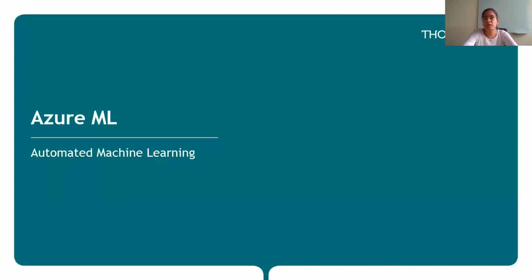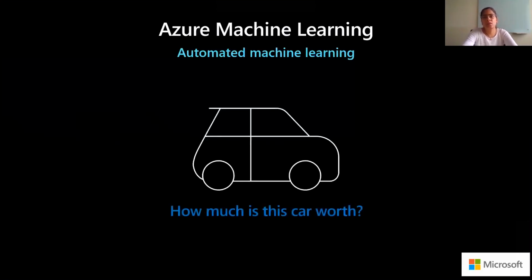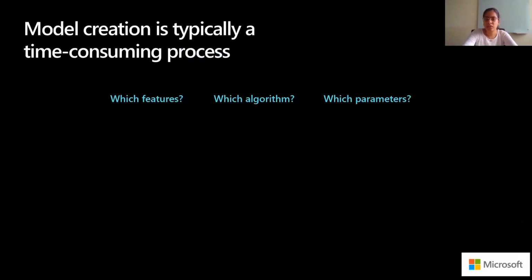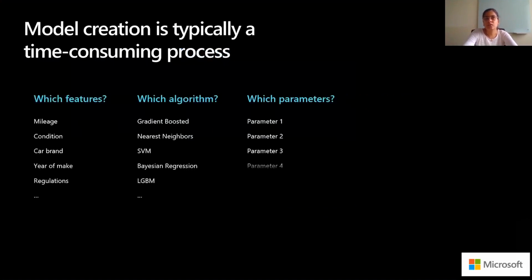Now let's move on to automated machine learning. If we have a question like understanding what is the worth of a particular car, how do we go about doing this using machine learning? We need to understand the features that it has, the various algorithms that we can use for this use case, and the hyperparameters that are available. So let's consider the list of features that we would want to analyze the data on. It could be mileage, condition, car brand, etc.